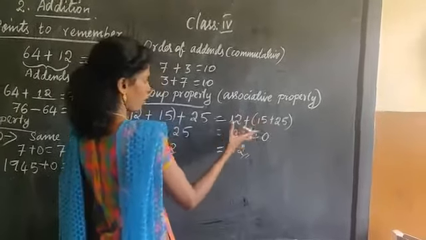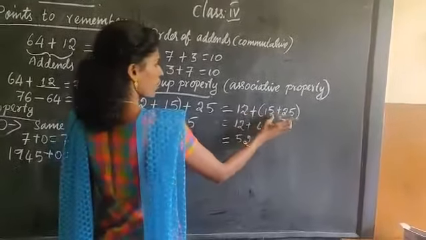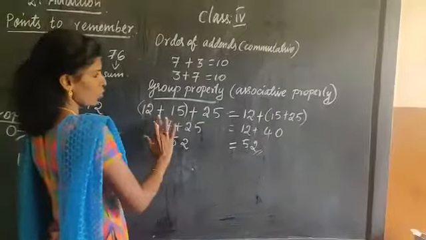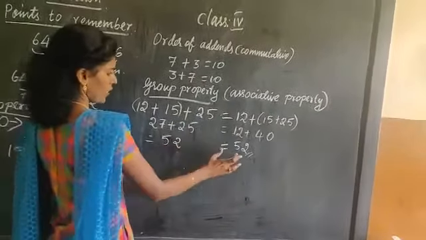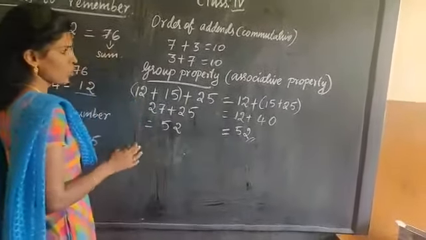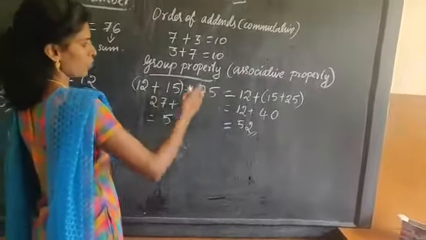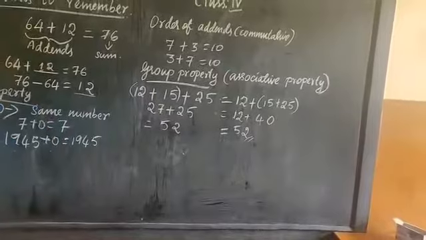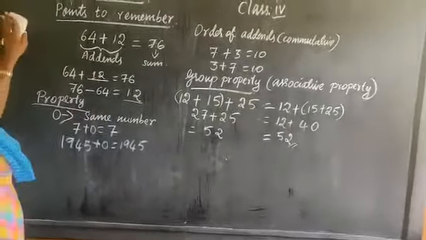So we grouped in a different way. Here we grouped the second and third numbers. Earlier we grouped the first and second numbers. So the groups are different, but we get the same answer. This is called group property or associative property. After changing the group also, the answer doesn't change. This is called associative property. Okay, next one.